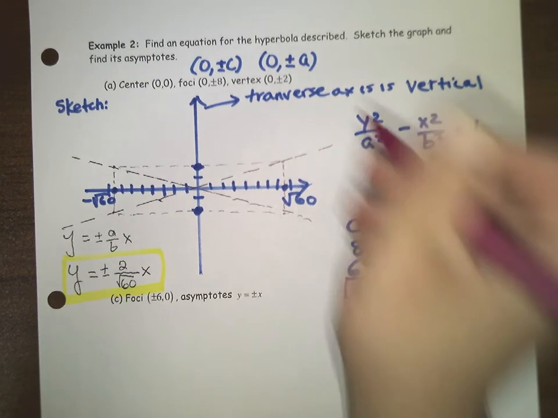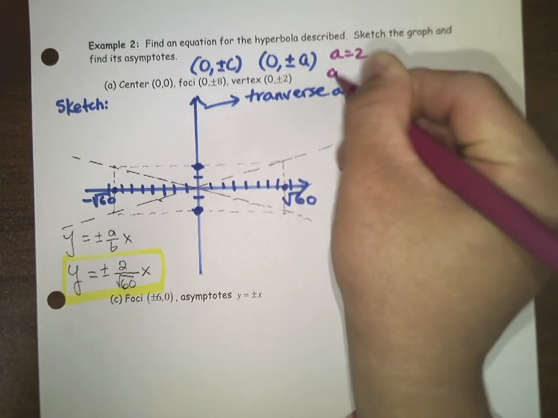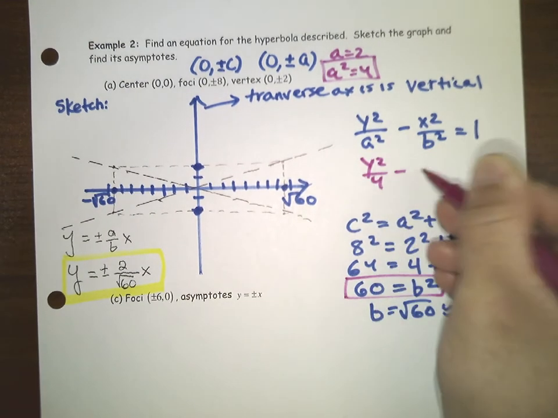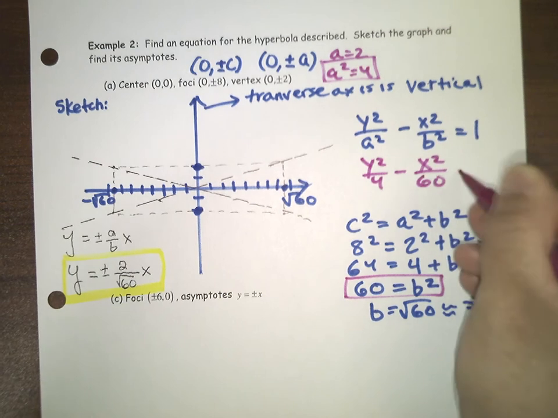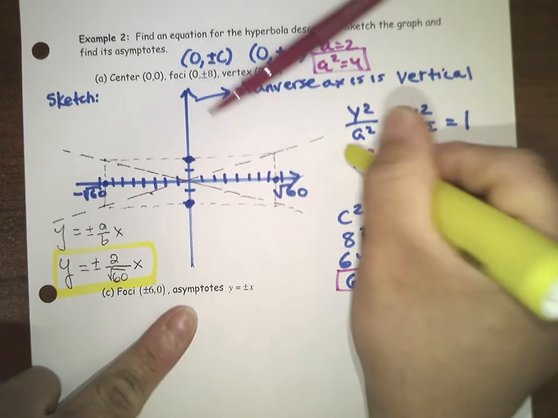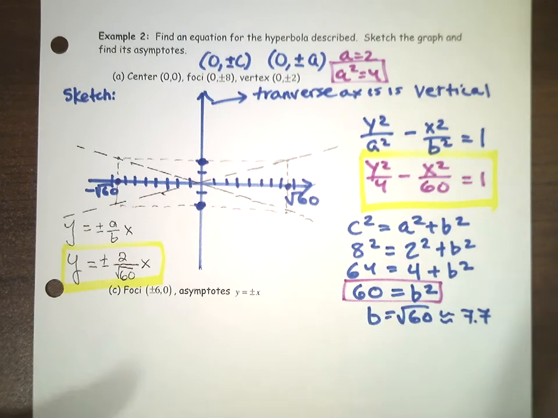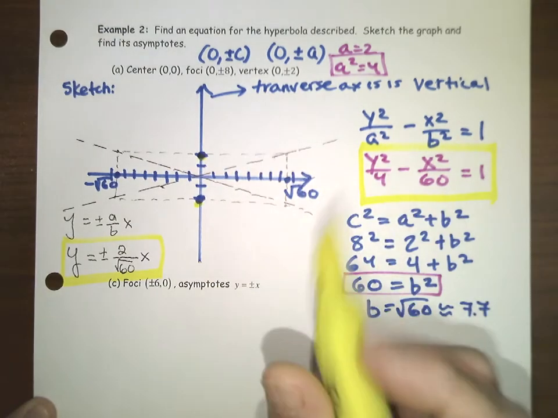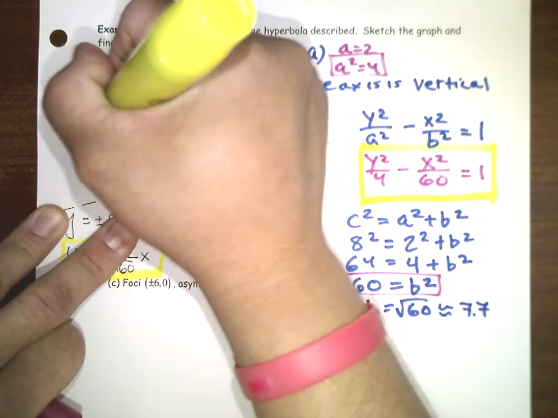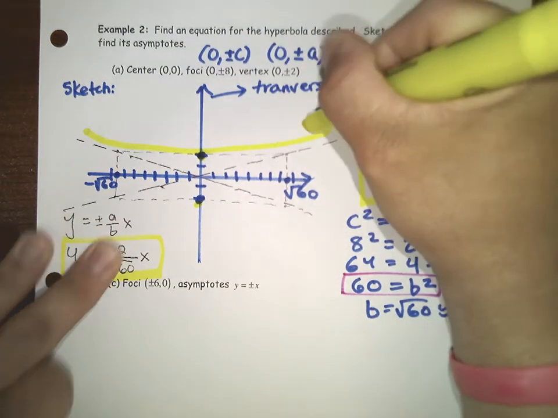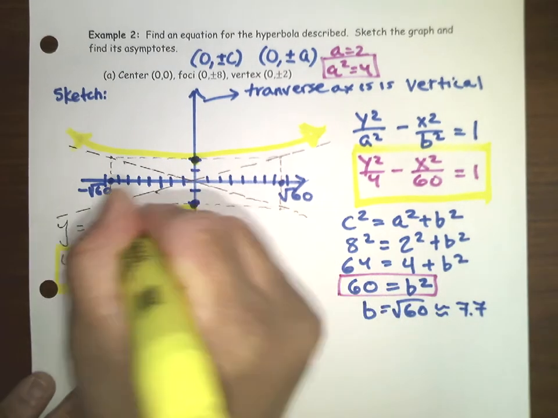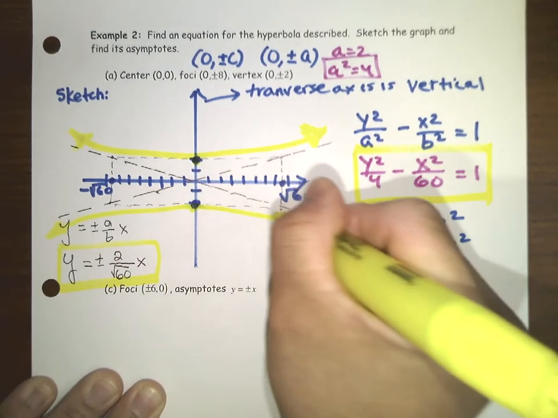So b squared was 60, and if a is 2, then a squared is 4. So we know that the equation is y squared over 4 minus x squared over 60 is equal to 1. And there's the equation. And now I just need to graph the hyperbola. So I start at the vertex right here, on the transverse axis, and then I pan out toward the asymptote. So there is one part of the hyperbola, and here is the other part of the hyperbola.